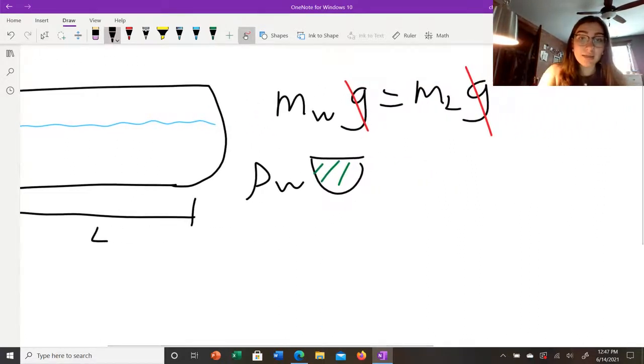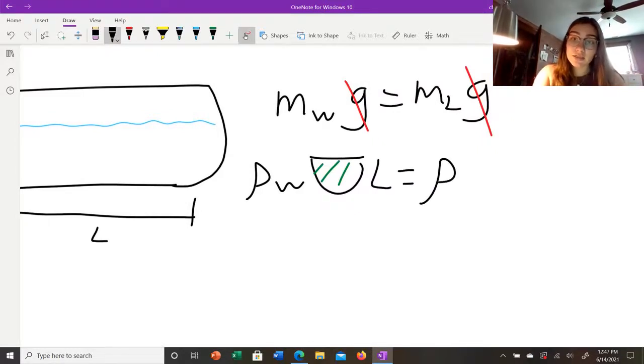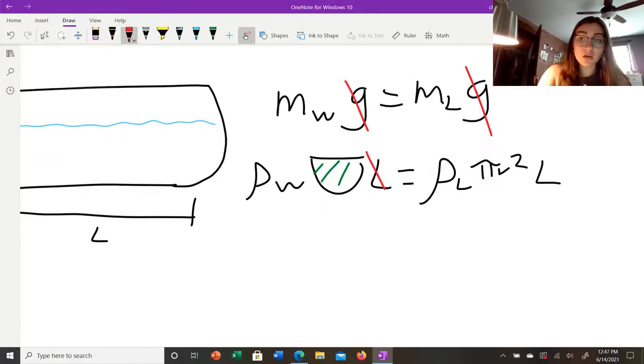Alright, times the length, and this is going to equal the density of the log times the area, so this is just pi r squared, times the length of the log. So we actually don't need the length of the log, we see these cancel too. So now, what we need to do from here is find the cross-sectional area of the log. We're going to go and solve for this, okay?